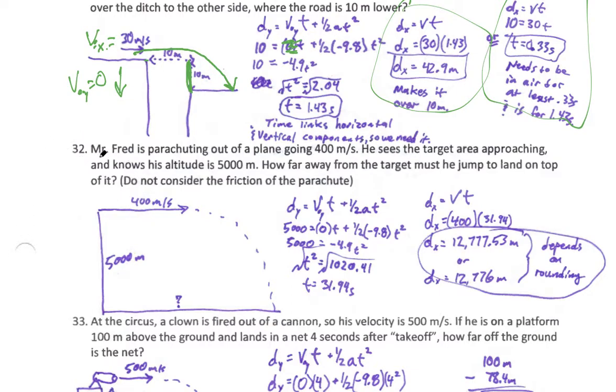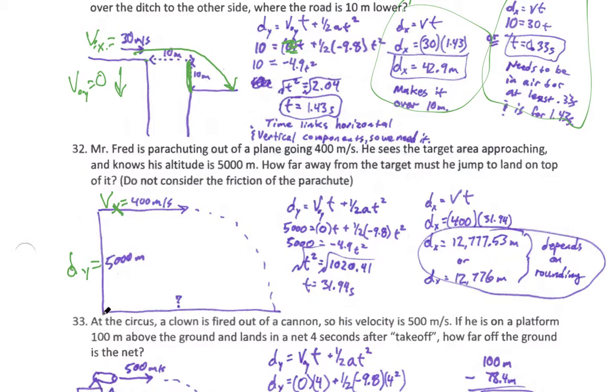All right, 32. Mr. Fred's parachuting out of a plane, going 400 meters per second, so he's going in this direction. He sees the target area approaching, knows his altitude's 5,000 meters, so that's what I got going on here. This altitude of 5,000 meters, we're considering that our dy direction, right? This is considered our Vx, velocity in the x direction. We want to know how far away from the target must he jump to land on top of it.